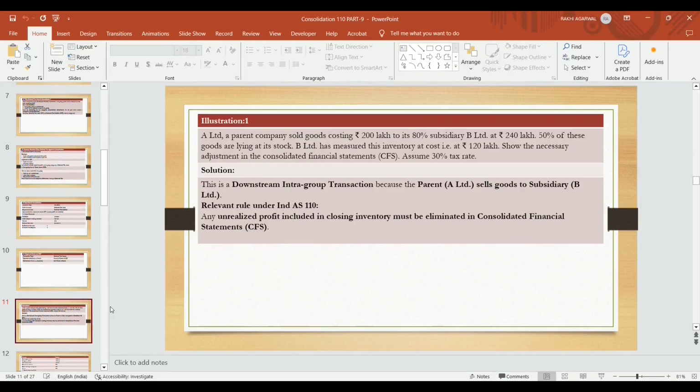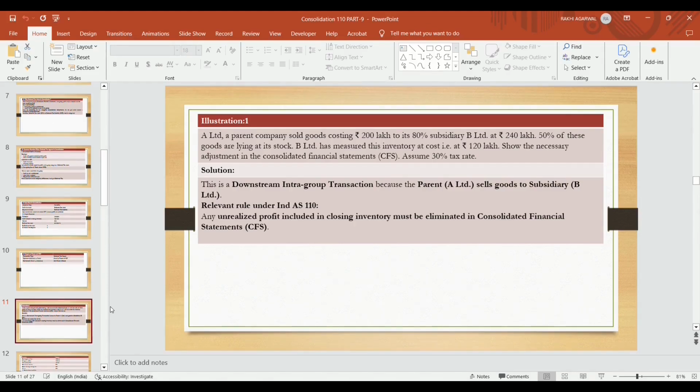A Limited, a parent company, sold goods costing rupees 200 lakhs to its subsidiary B Limited, in which it holds an 80% stake, at rupees 240 lakhs. 50% of these goods are lying in its stock. B Limited has measured this inventory at cost, that is at rupees 120 lakhs. So the necessary journal entries in the consolidated financial statement, assuming a 30% tax rate.